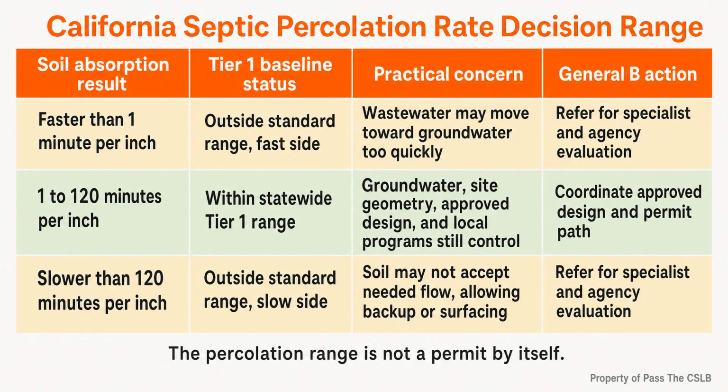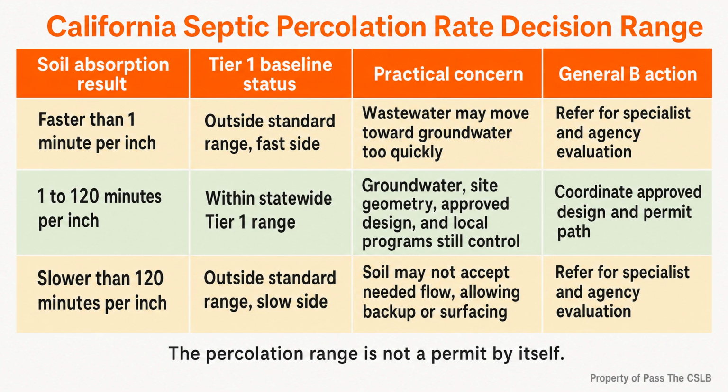The percolation chart shows 3 conditions. Faster than 1 minute per inch is outside the standard Tier 1 range on the fast side. From 1 through 120 minutes per inch is the statewide standard Tier 1 range described in the source material. Slower than 120 minutes per inch is outside that range on the slow side. A local program, groundwater condition, soil profile, or specialist evaluation can still control whether a proposed system is acceptable. That final sentence matters. The percolation number is important, but it is not a permit by itself.